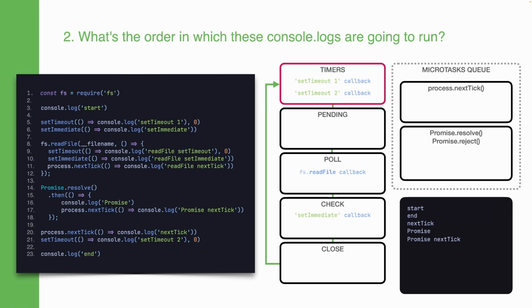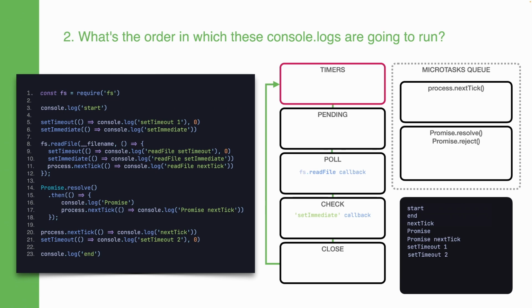Here there are two callbacks which were scheduled to run no sooner than after 0 milliseconds, so they can be fired immediately in the order they were queued. setTimeout 1 and setTimeout 2. No more timers enqueued, so the loop checks for any microtasks.